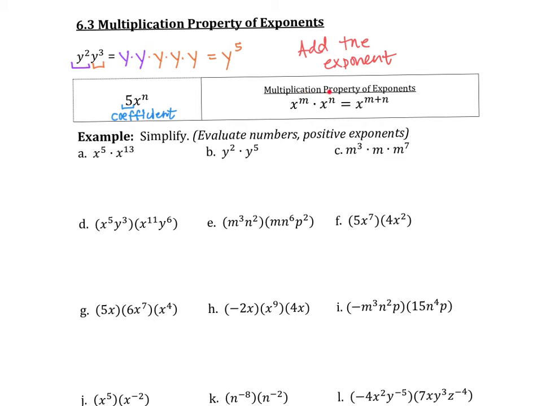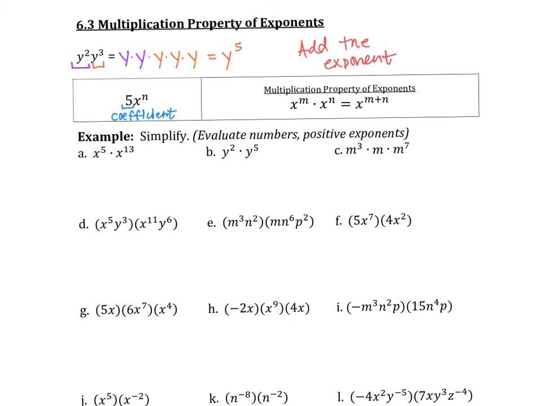Okay, so the multiplication property of exponents is, if you're multiplying two terms with the same base, this has an x and this also has an x, you can add the exponents. So this is m, this is n, this is m plus n. Okay, so for the examples, we're going to simplify them. And remember, that means if there are numbers, we evaluate them, and in our final answer we would like to have only positive exponents.